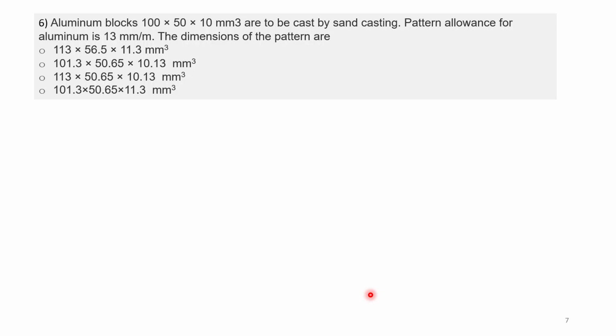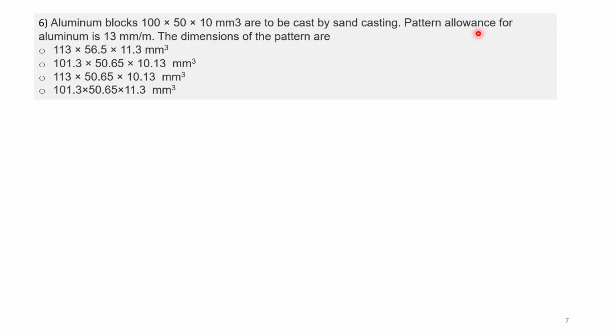Next question is related to shrinkage. Whatever allowance you provide for the shrinkage is known as shrinkage allowance. So here you have aluminum blocks of 100 times 50 times 10 mm. So this is the volumetric dimension of your casting. These are to be cast by sand casting, and the pattern allowance for aluminum is 13 mm per meter.